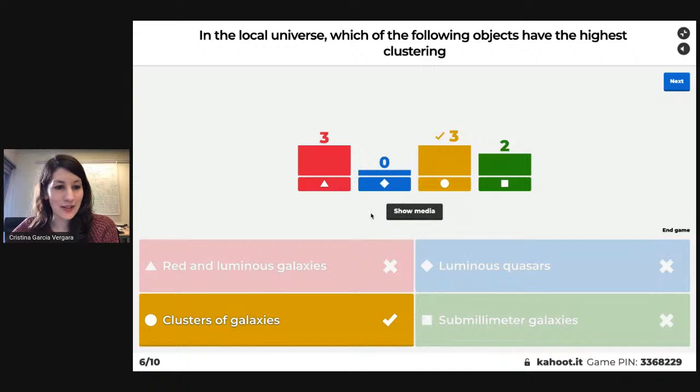Yeah, the answer is clusters of galaxies. Clusters of galaxies are the most massive dark matter halos in the local universe, and therefore they have the highest clustering. Submillimeter galaxies are not in the local universe, and red and luminous galaxies have higher clustering than blue galaxies, but it is still lower than clusters, and luminous quasars have a relatively flat and low clustering at low redshift, at least.